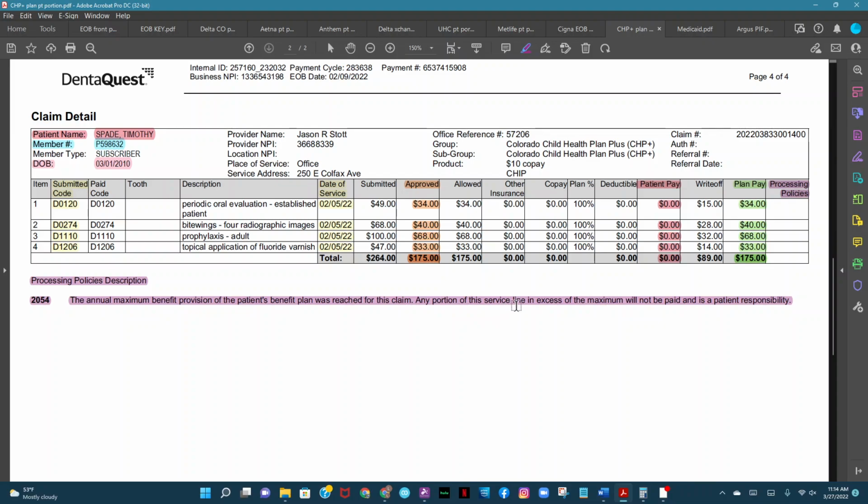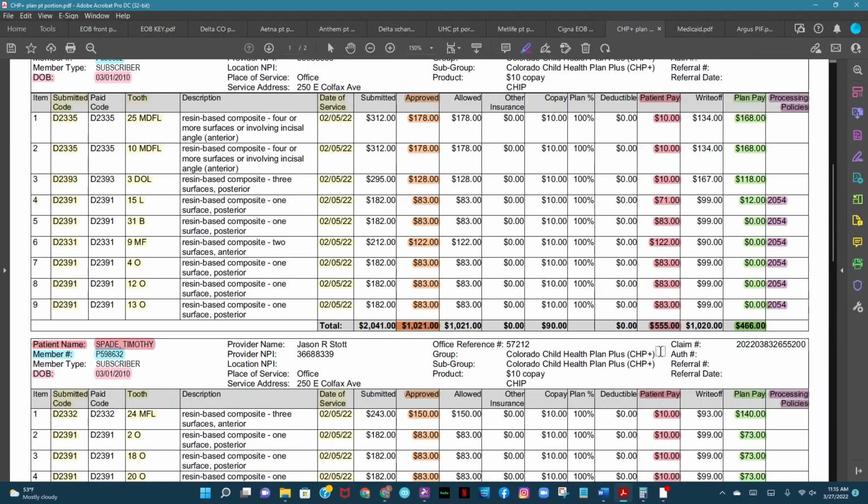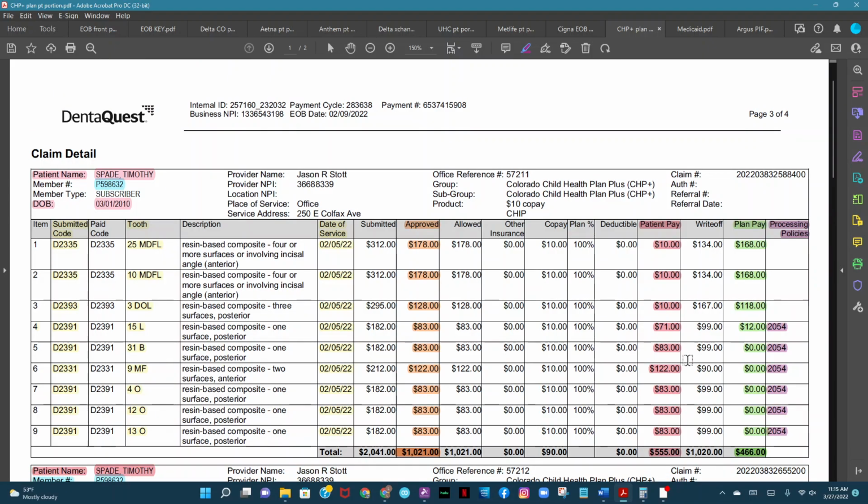Any portion of the service line in excess of the maximum will not be paid and is patient responsibility. Okay, that's very important because with any CHP or Medicaid plans, if we submit something incorrectly, we are unable to charge the patient. The only time that we can charge the patient is when they tell us specifically that there is a patient responsibility here, or if we have this specific code saying that they have reached their annual maximum and anything in excess is patient responsibility.